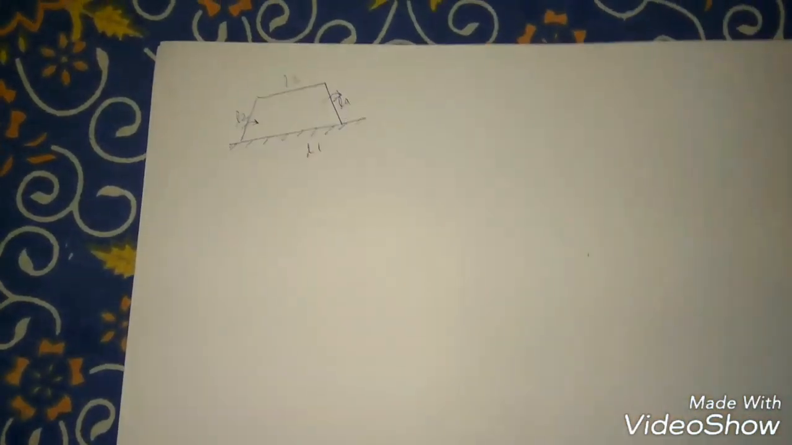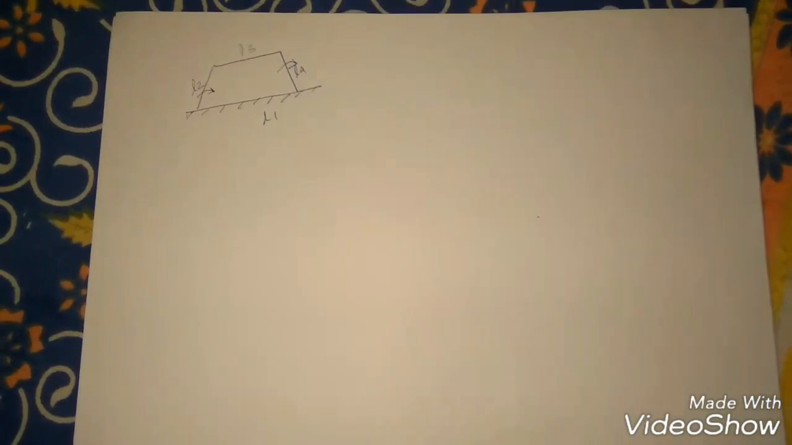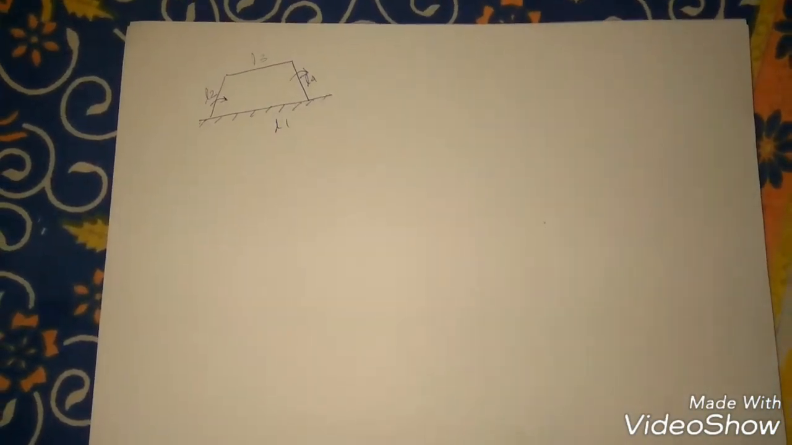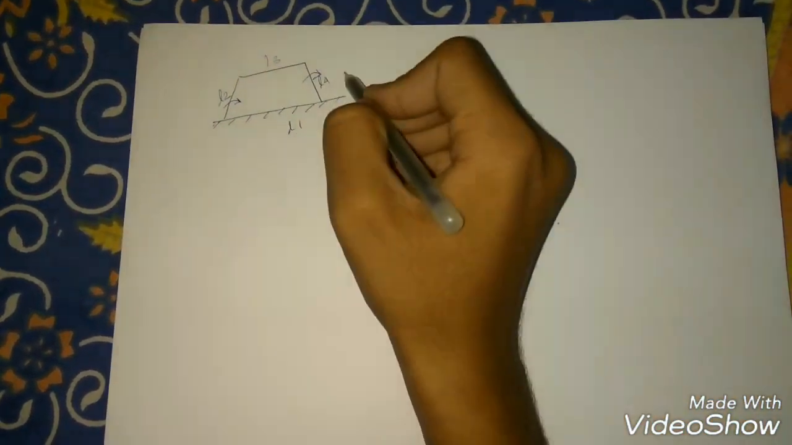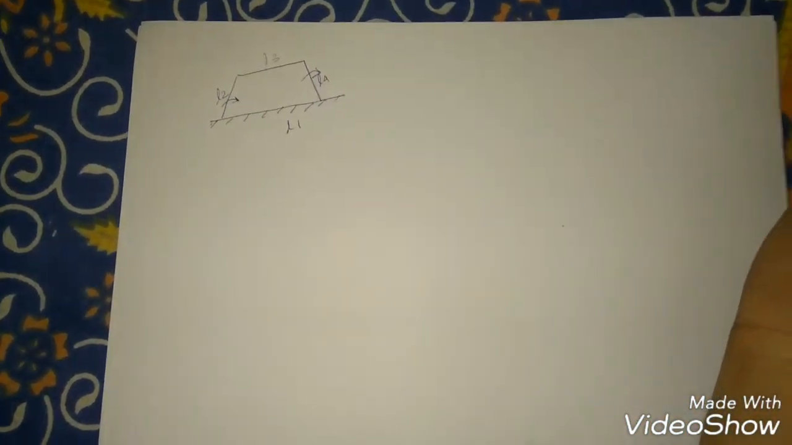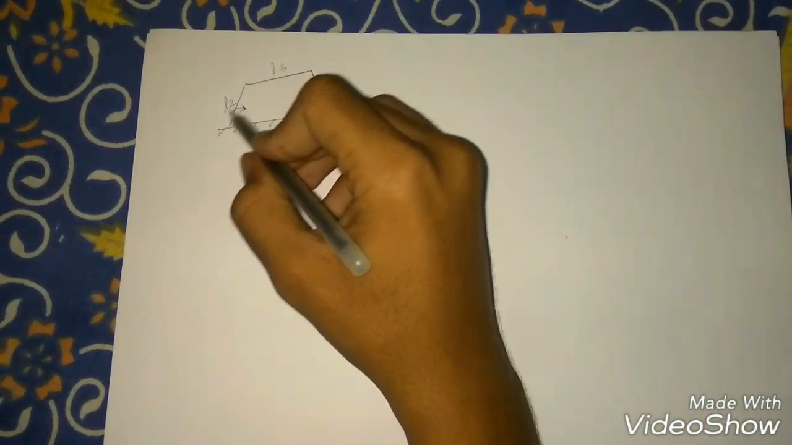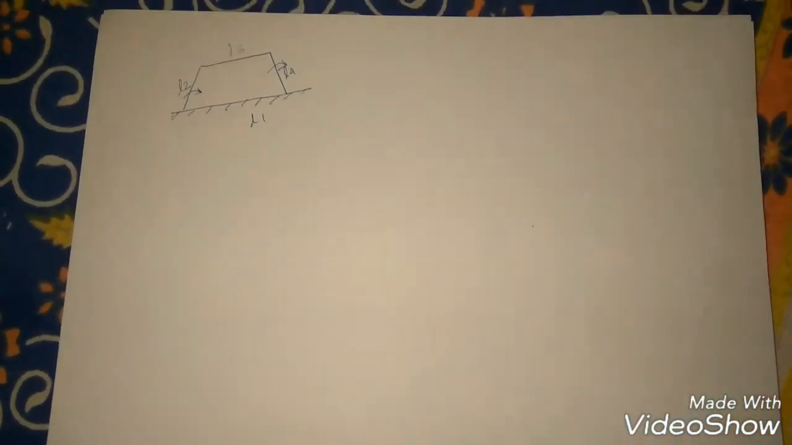So, synthesis is the process of designing of a mechanism to get the required output for the given input. If we want oscillation motion of the link L4, we need to give oscillation input to link L2, and so for that purpose synthesis of a mechanism needs to be done.